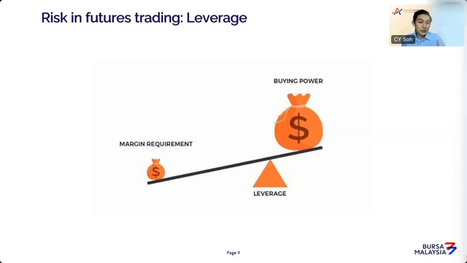Meaning, you just need to come out with a small capital that fulfills the margin requirement. You can actually have a large buying power. So this will actually magnify your return when you make money. Likewise, it will also magnify your losses when you lose money.